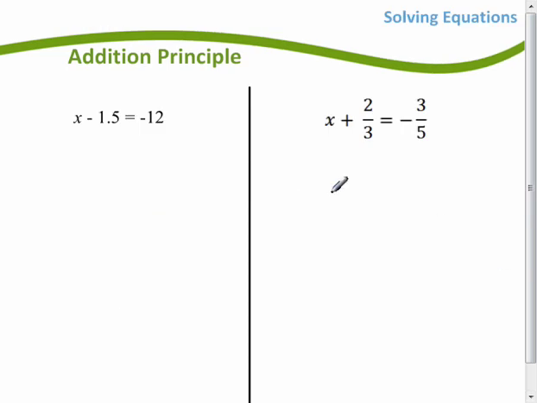Here's a couple of questions for you to try. Notice I upped the ante a little bit, threw some decimals and some fractions in there. Okay, so press pause and try these ones on your own, and then press play for the answers.